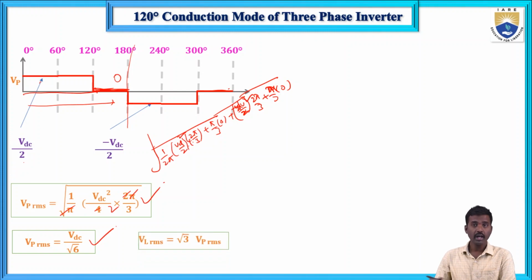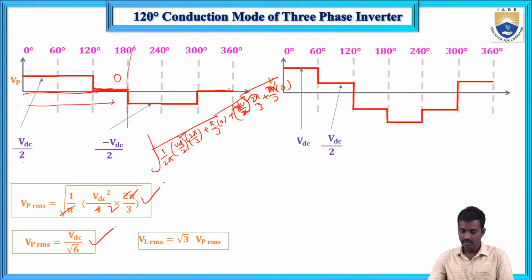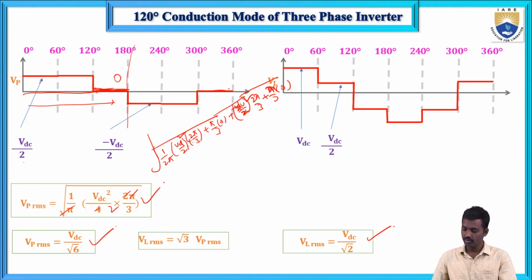Now the line RMS voltage we can determine easily. We know very well VL equals root 3 V phase. In the 3-phase circuits we discussed there is a relation between phase voltage and line voltage: line voltage equals root 3 into V phase. So if you multiply with root 3, you will get directly VDC by root 2. Otherwise you can determine it from the line voltage waveform also. This is VDC, this is VDC by 2, and this is VDC by root 2. So we determined the line RMS value and phase RMS value.